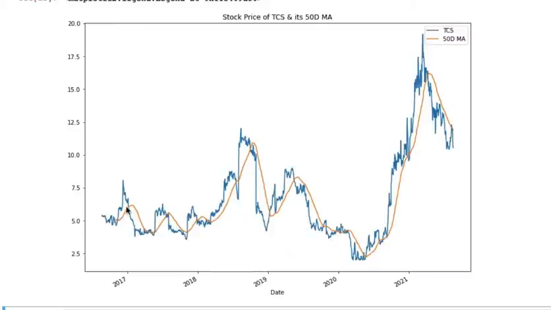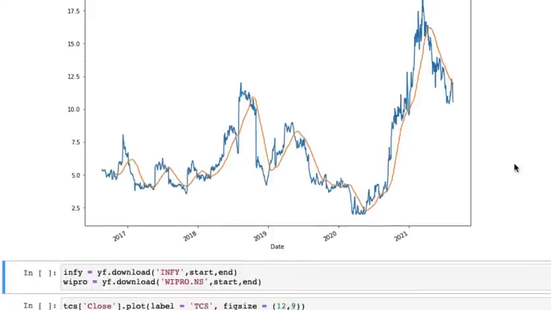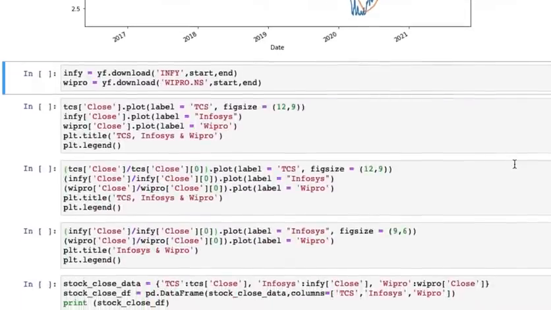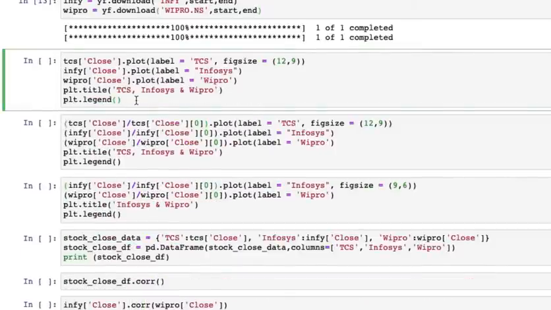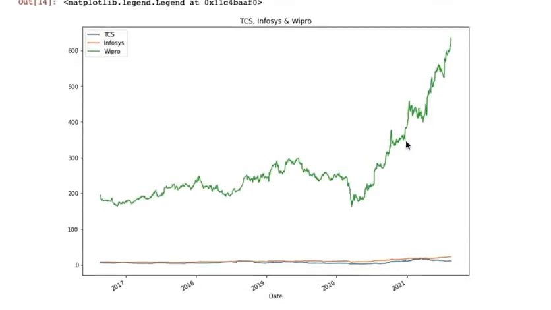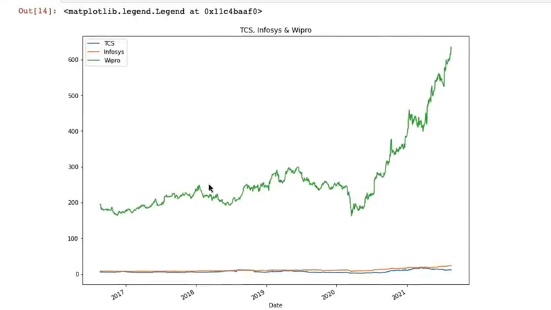You can see that it goes up, then down, then up, then down, again up, down, up, down. So this is how you can look at the 50-day moving averages and have a better sense of what's happening in the stock prices. Now let's also load the data for Infosys and Wipro, and you might have pretty much guessed that we will do a plot. If you look at the plot again, we can see that Wipro here is on a pretty different scale than TCS and Infosys.